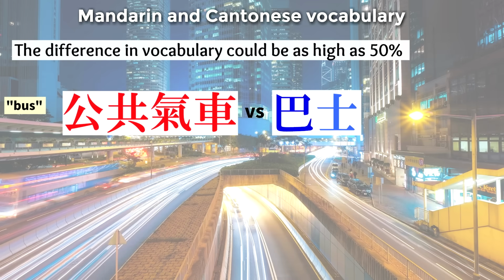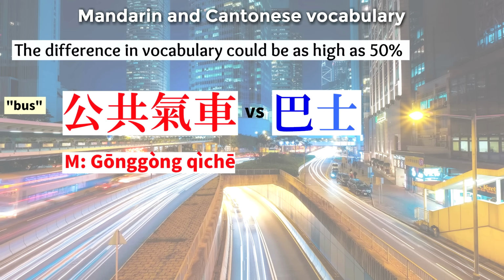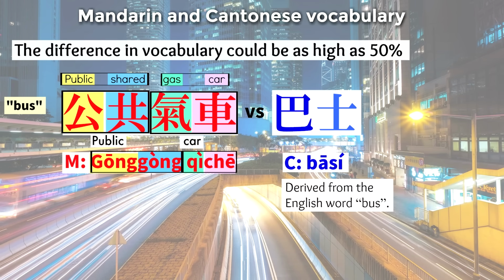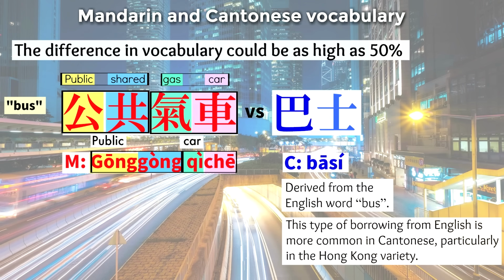These are the words for bus. In Mandarin, it's 公共汽车. These four characters could be translated literally as something like public shared gas car. But normally, these two characters form the word meaning public, and these two form the word meaning car. In Cantonese, it's 巴士, a word derived from the English word bus. Two Chinese characters with sounds similar to those of the word bus were chosen to represent this English borrowing. This type of borrowing from English is more common in Cantonese, particularly in the Hong Kong variety, because it was a dependent territory of the UK.